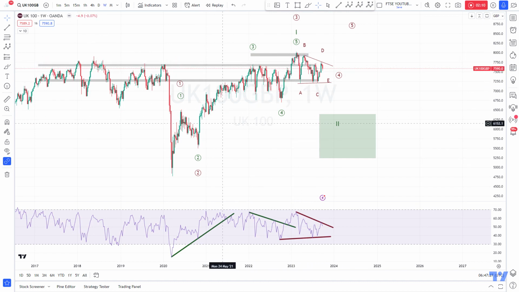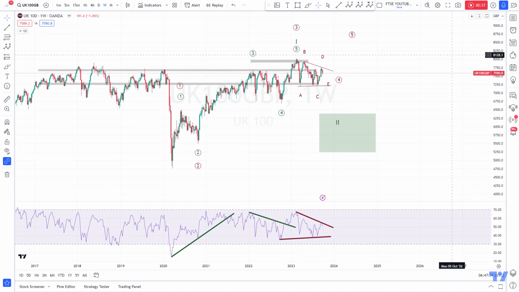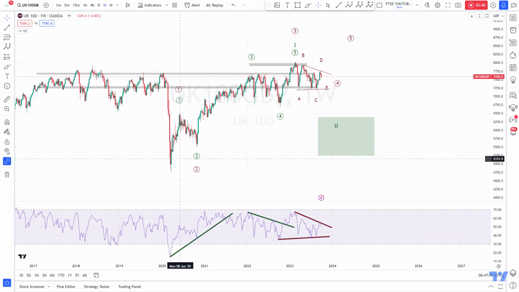Overall, I'm bullish on the FTSE, but now I think we will do a corrective move, or we are doing a corrective move. And there's also an alternative scenario, and that scenario is actually bullish, excuse me, and that scenario is indicated in red here. Then what could happen is that this was not the wave 5, but this was the wave 3.